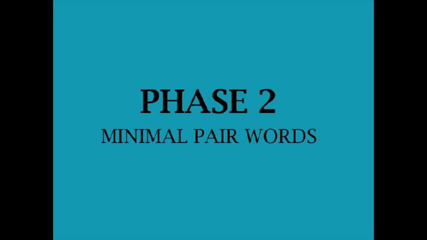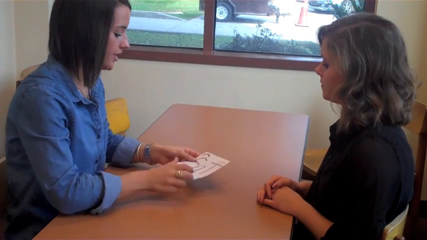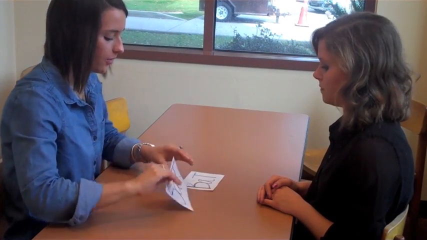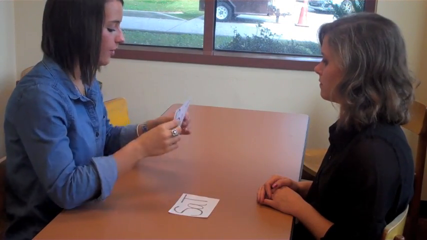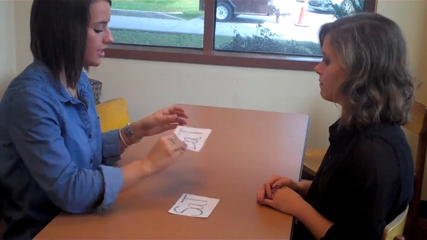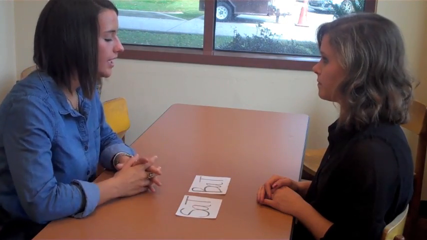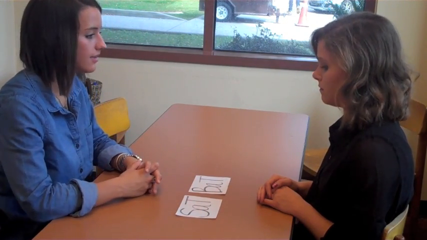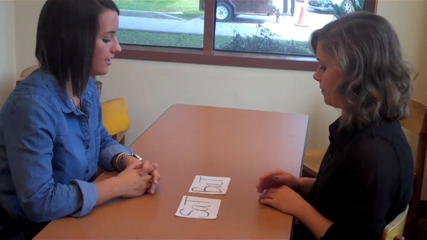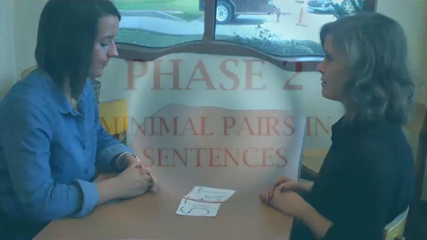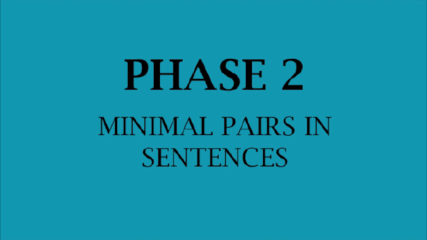Phase 2. Minimal pair words. Now we're going to work on some different words. The word sat has S, the long sound, and the word bat has B, the short sound. Can you point to the word with the long sound? Sat. Can you point to the word with the short sound? Bat. Great.